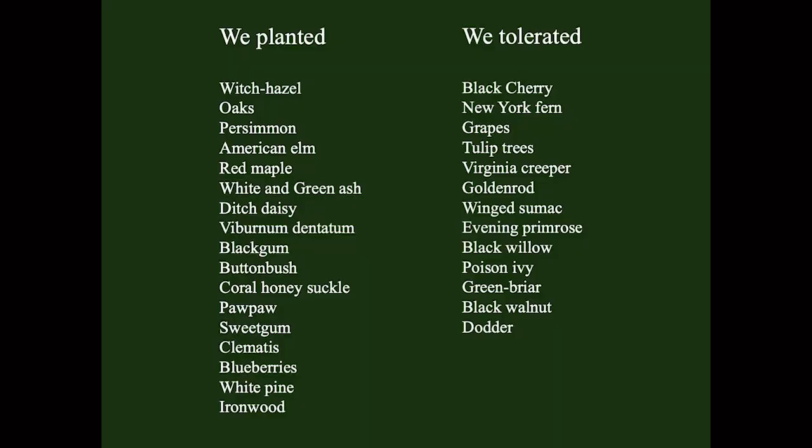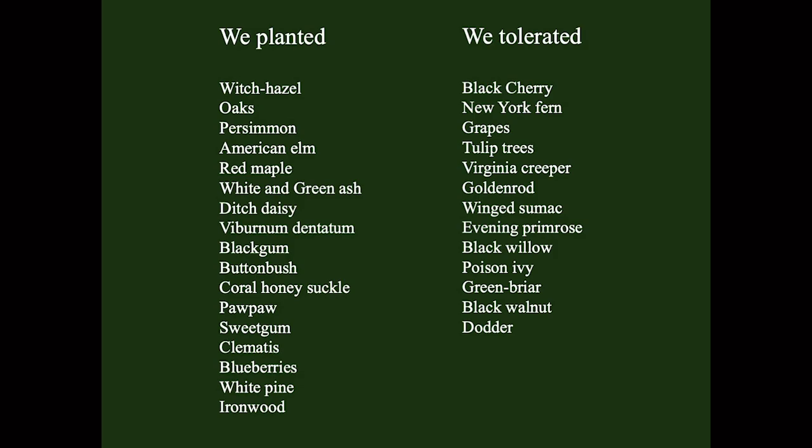Why? Because we planted all of those plants. We planted our witch hazel and our oaks and our persimmons and American elms and all of those other guys. But importantly, we tolerated plants that most people typically pull out. They say, oh, they're weeds, like black cherry, like New York fern and grapes and tulip trees and Virginia creeper, like our poison ivy, like our dodder and our greenbrier.